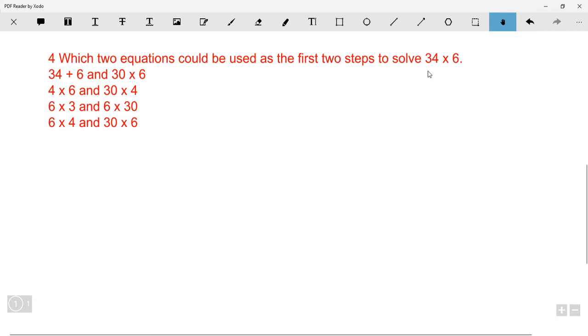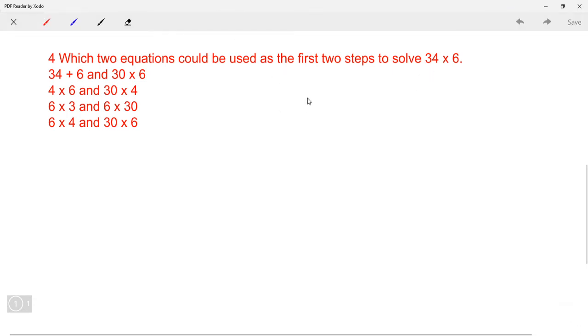So, we've been going over 3 different ways to do multiplication. So the first is the standard algorithm, right? So 4 times 6 is 24. Carry the 2. 6 times 3 is 18. Plus 2 is 20. So the answer is 204.